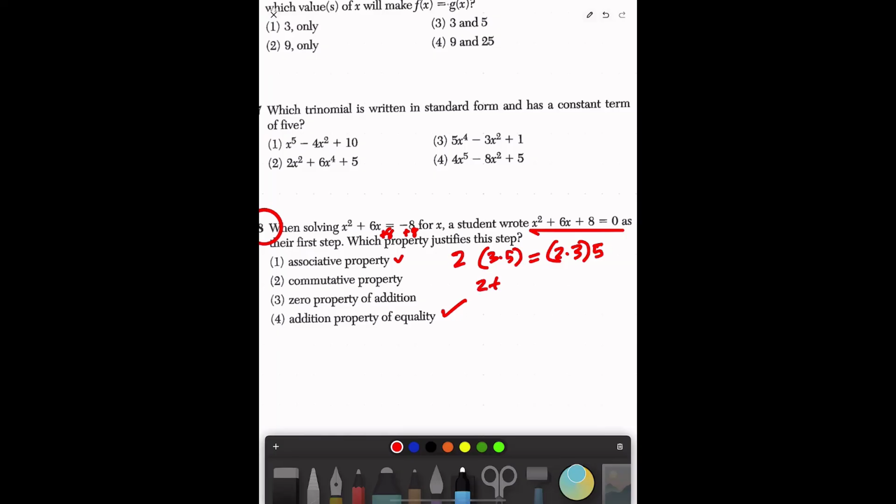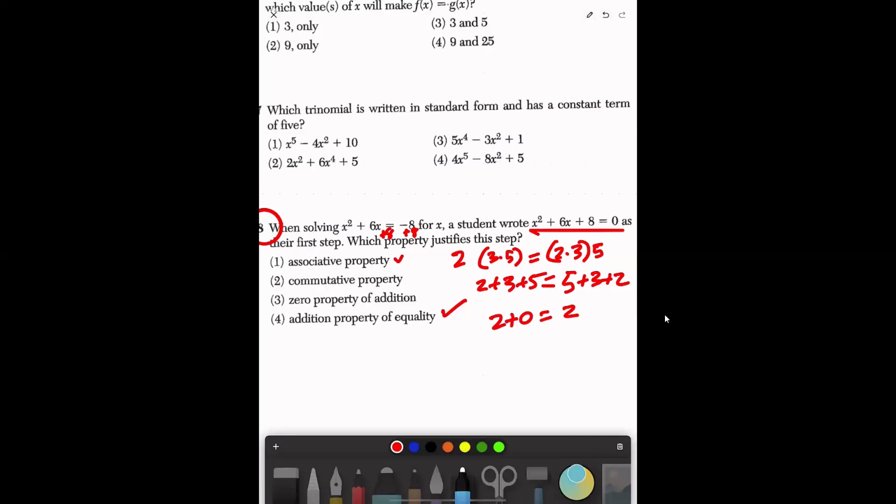Now, the commutative property is this: 2 plus 3 plus 5 is equal to 5 plus 3 plus 2. So if you change the order, that's the commutative property. And the zero property of addition is if you add 2 plus 0, you just get 2. Okay? No big deal, right?